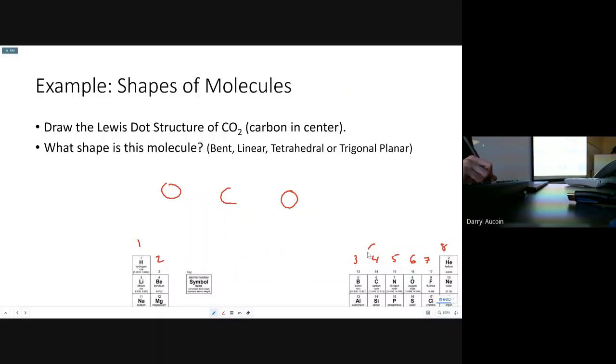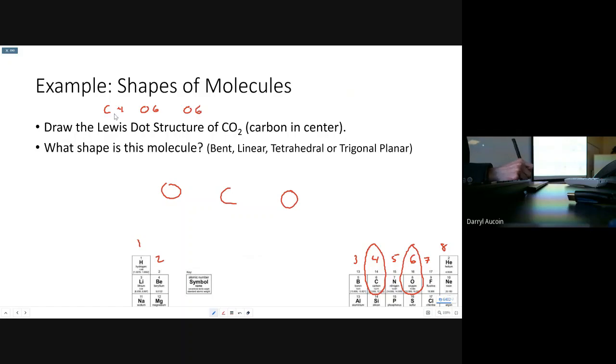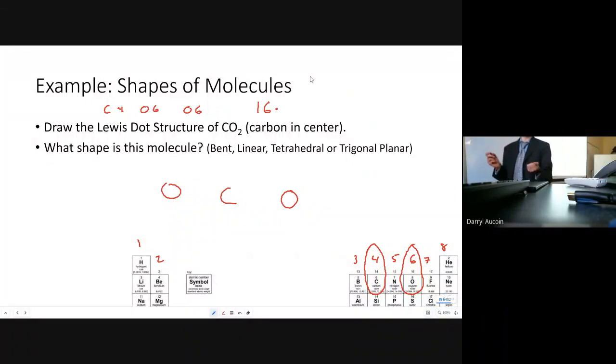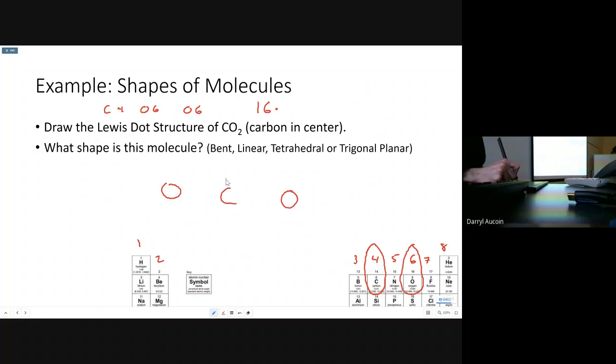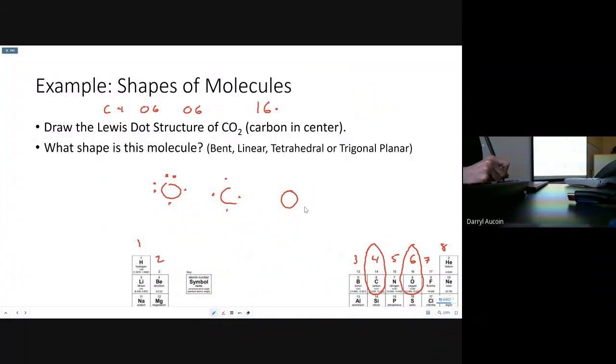So carbon is in this row right here. Carbon's in the 4 dot club. Oxygen is in the 6. So C had 4, O had 6, the other O had 6, so 10. So there should be 16 dots total when we're done with this. And what we can do is start putting the original dots that were there first, right? Carbon only has 4 to start with. Oxygen has 6. 1, 2, 3, 4, 5, 6. Oxygen has 6. So that's our starting structure there.